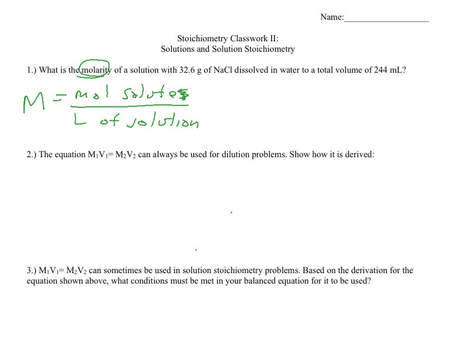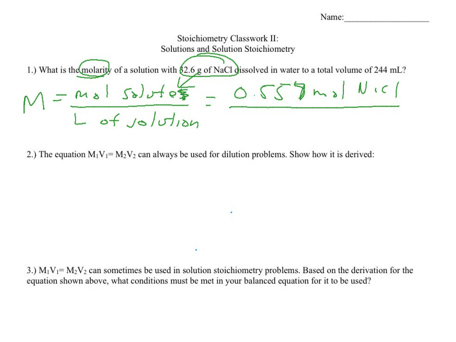In this case you've added water as your solvent, and so overall we're adding it to a total volume of 244 milliliters. To determine the molarity of NaCl, we need to know how many moles of solute you have. Well, that's great. We have 32.6 grams of NaCl. We can convert 32.6 grams to moles, and that is about 0.558 moles NaCl.